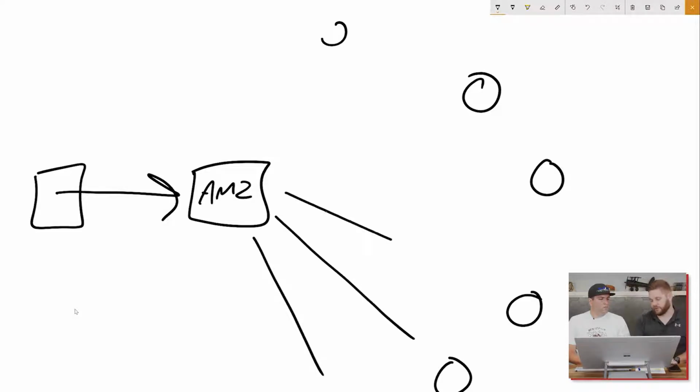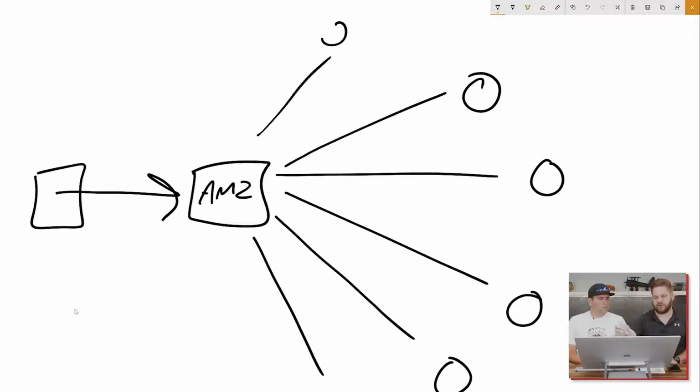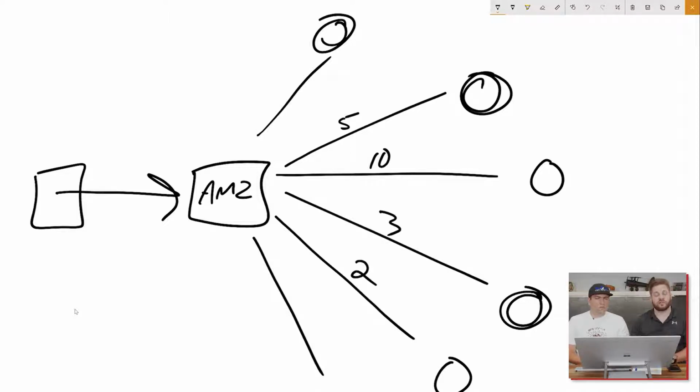They might send 5 here, 5 here, 5 here, 5 here, 5 here, 5 here, and this might be New York, and this might be California, and this might be St. Louis, and this might be Detroit, all over the place. Well, what happens is these are different numbers. This might be 5 units, this might be 10 units, this might be 3 units, this might be 2 units. They're going to spread these out, and these ship at different speeds.